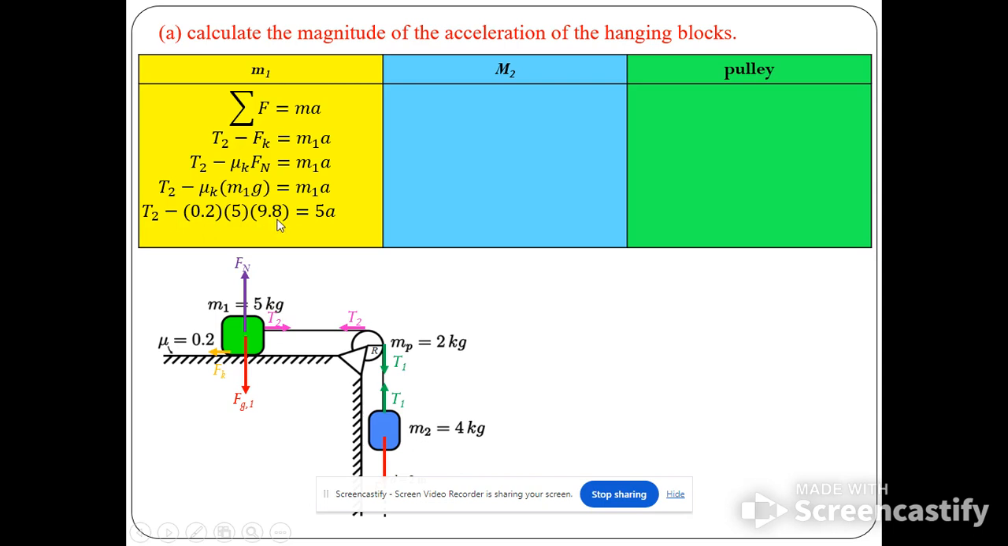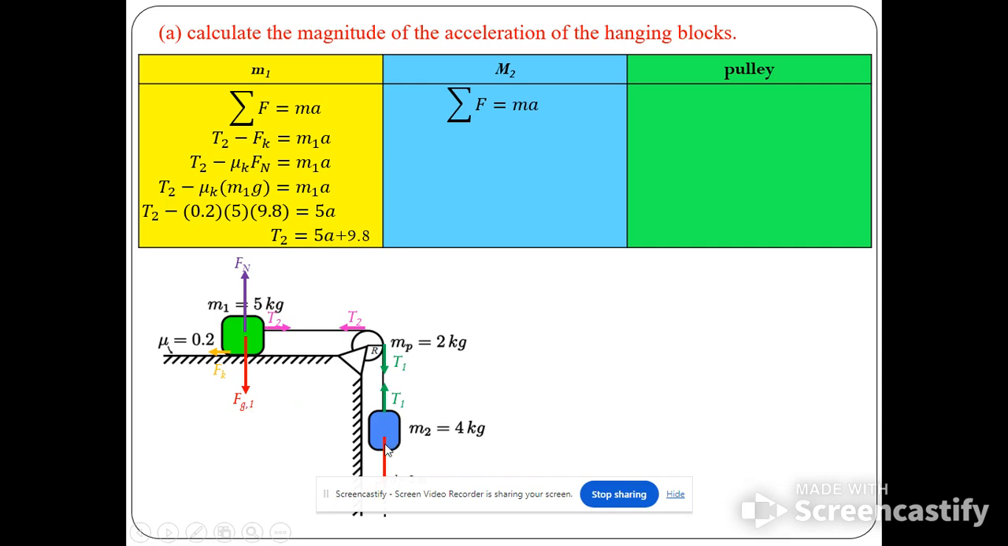Okay, and then you notice that you have a T2, which is unknown, and then you have an A, which is unknown. And again, these problems will force you to do substitution, which is a pretty fundamental skill in physics. So if you set up the function for M2, again, same starting point.